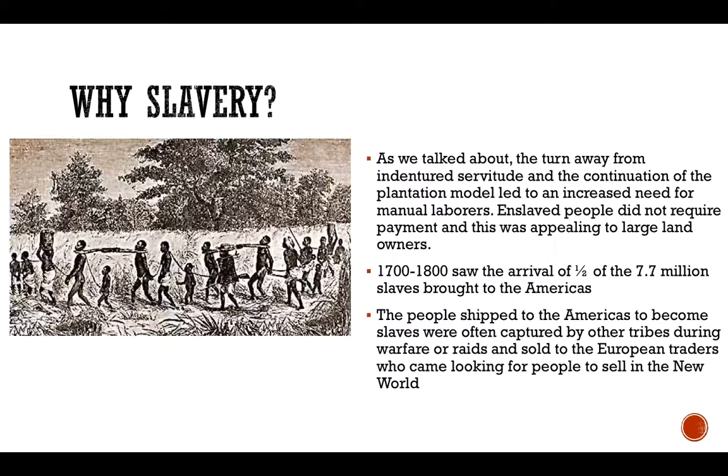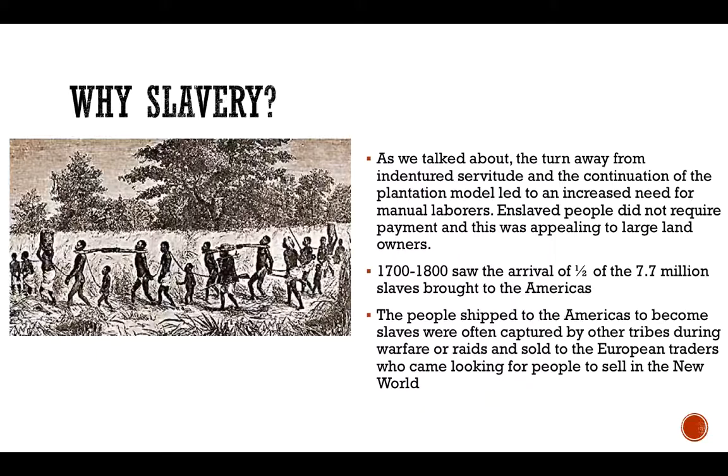The enslaved people who were shipped to the Americas to become slaves had often been captured by other tribes within Africa or slave traders within Africa due to warfare or raids or traders looking to make money with the Europeans. They were then sold to European traders who brought them into the New World to sell them.